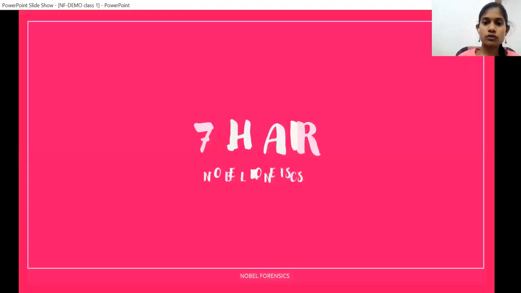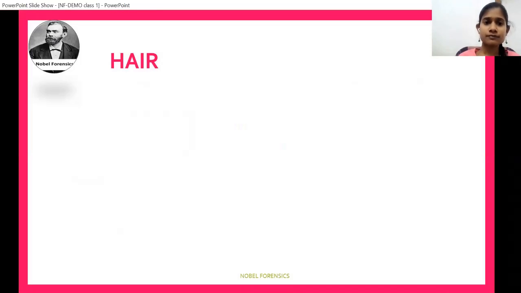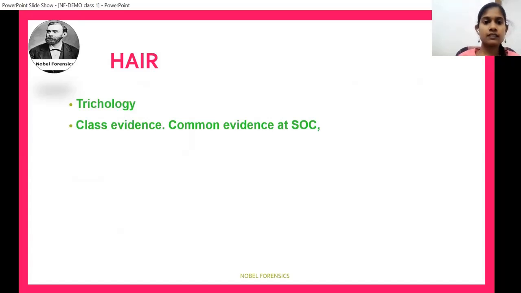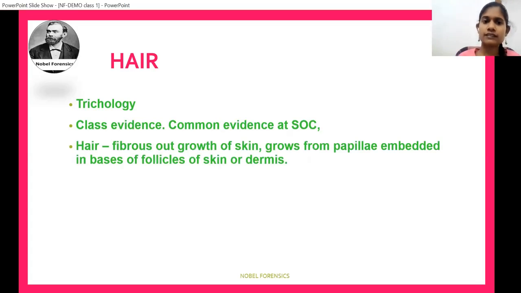Then coming to the next topic, hair. The study of hair is trichology. Hair is a class evidence, not individual evidence. It is a class evidence and usually found in most crime scenes. Then hair is a fibrous outgrowth of skin, growing from papillae embedded in the bases of follicles of skin or dermis. It will come out of the papillae of the skin or dermis.